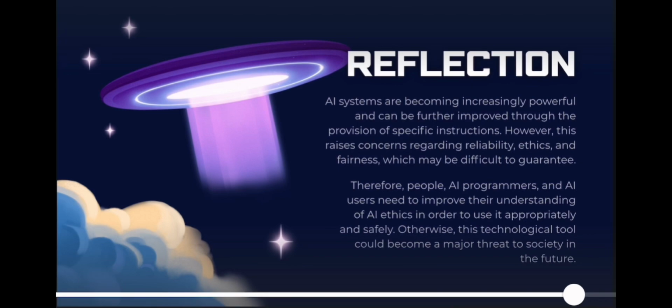I will draw my own conclusion: AI systems are becoming increasingly powerful and can be further improved through the provision of specific instructions. However, this raises concerns regarding reliability, ethics, and fairness, which may be difficult to guarantee. Therefore, people, AI programmers, and AI users need to improve their understanding of AI ethics in order to use it appropriately and safely. Otherwise, this technological tool could become a major threat to society in the future.